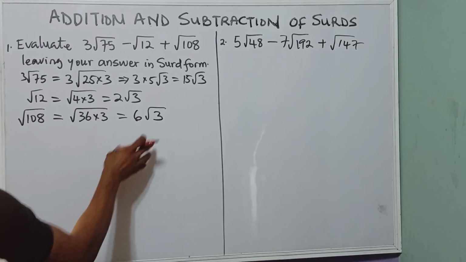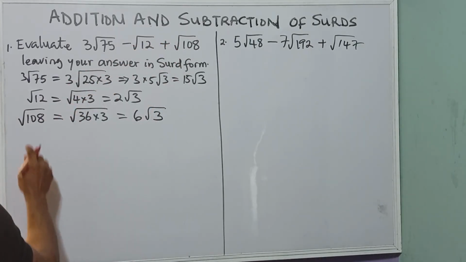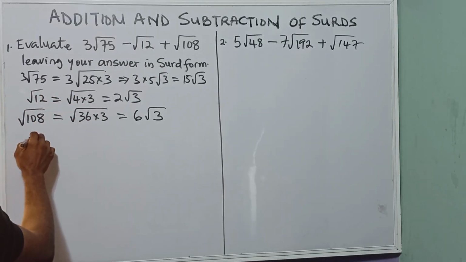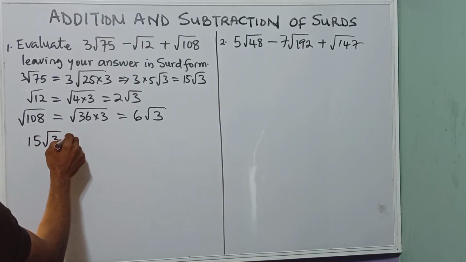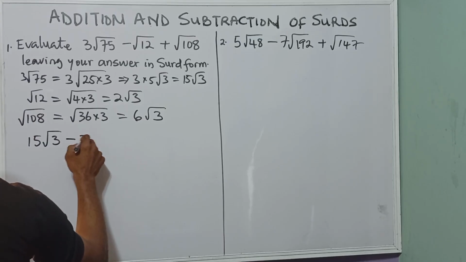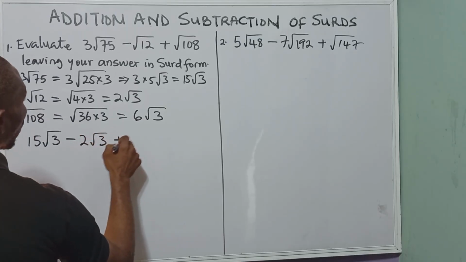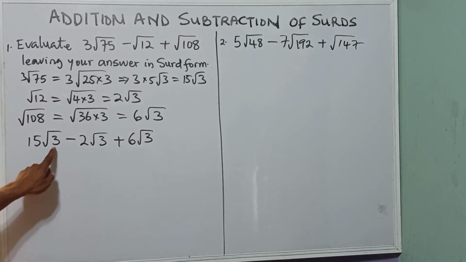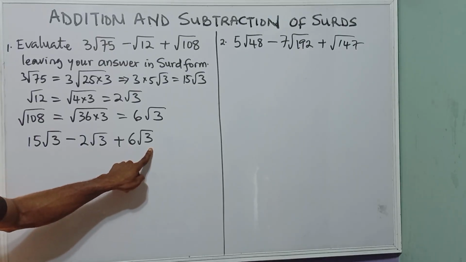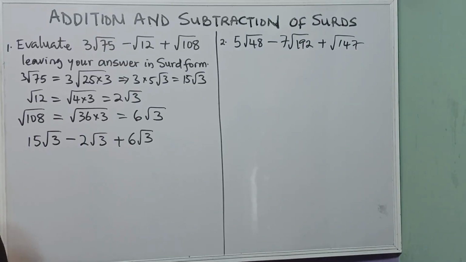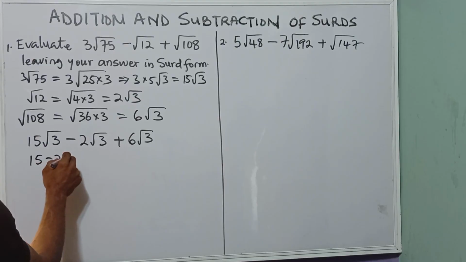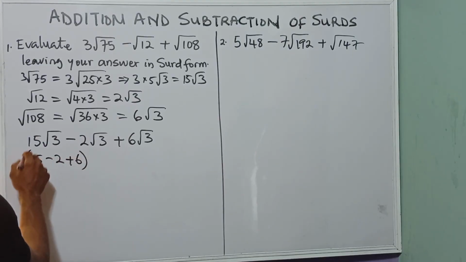Now replacing all this, 3 root 75 would be 15 root 3 minus 2 root 3 plus 6 root 3. Now notice one thing here, that all our roots are equal, so we can add them all up and subtract. So this becomes 15 minus 2 plus 6 root 3.